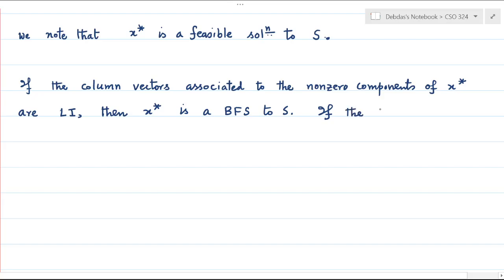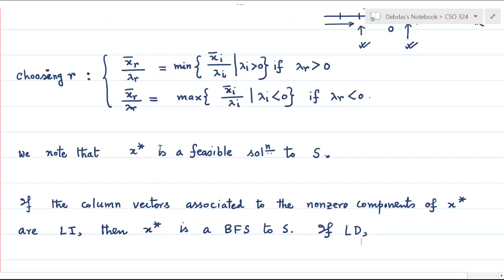If the column vectors associated to the non-zero components of X star are linearly dependent, then again you proceed to reduce the number of non-zero components of X star in a similar way, the way that I have followed to reduce the number of non-zero components of X bar to X star.